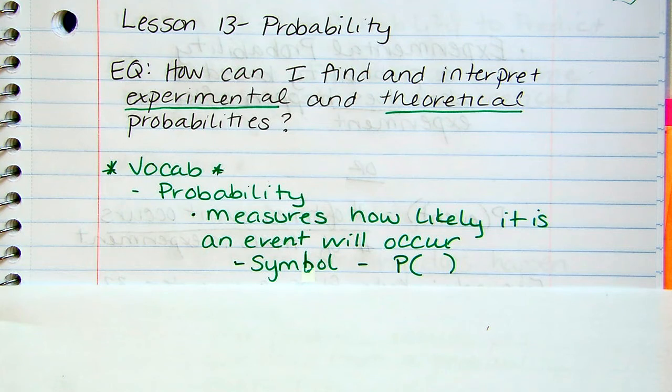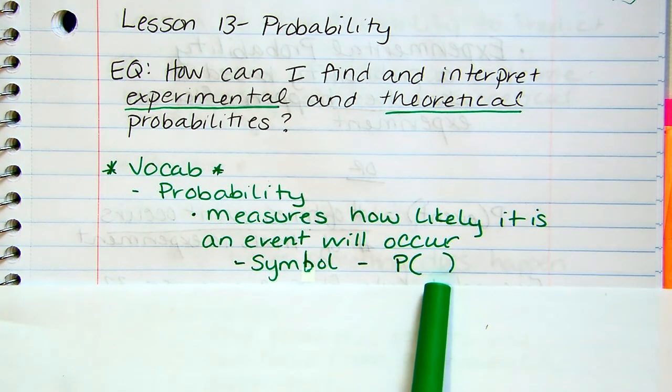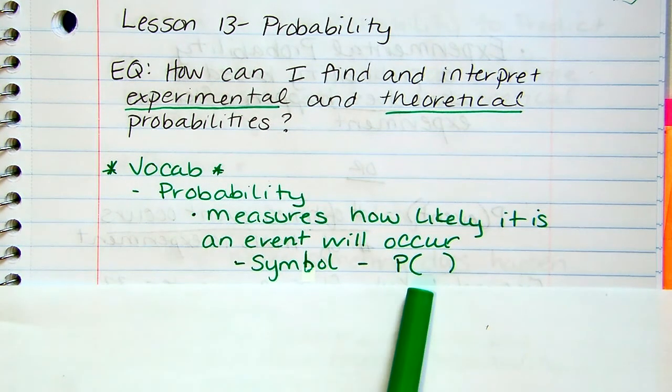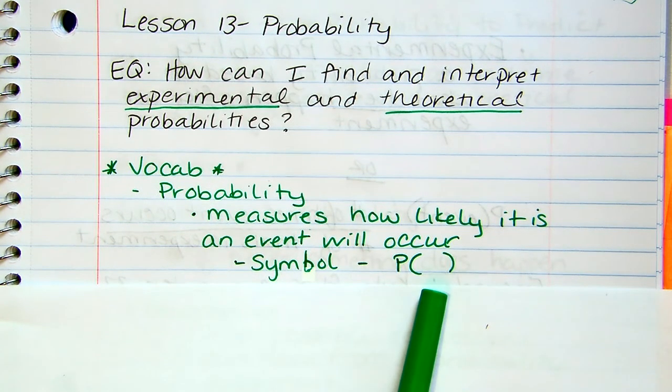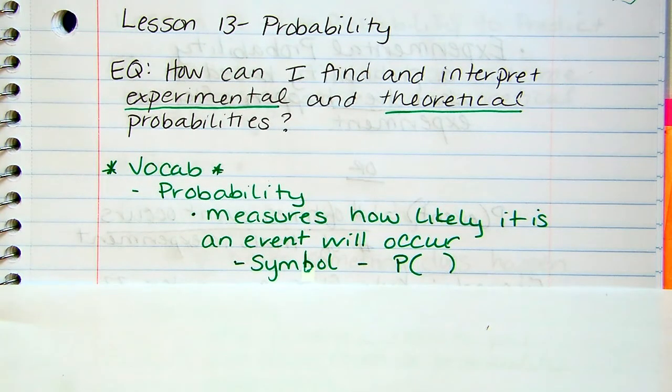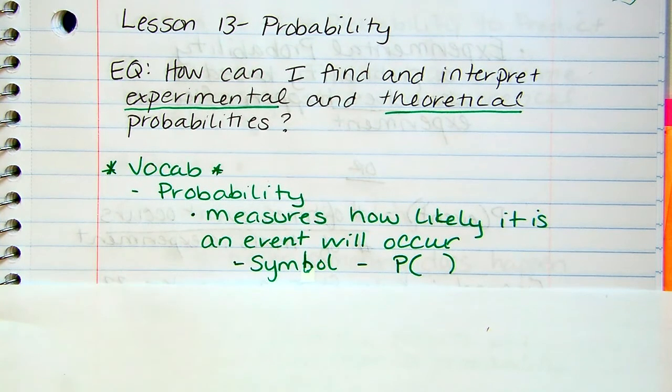And when we talk about probability, we talk about it as a symbol as well. You'll see this symbol a lot on your assignment today, and that is P and then parentheses. That means the probability of. So if this said the probability of heads on a coin, the probability of heads would be 1 out of 2, because there are 2 sides to a coin, heads or tails. There's 1 heads out of 2 sides. We're going to continue with that in just a moment.